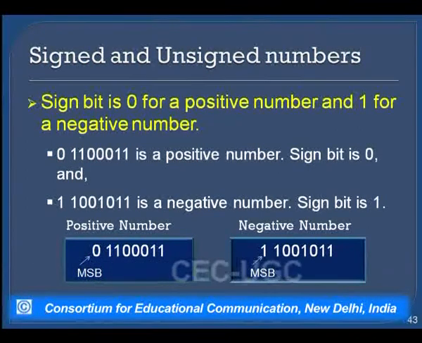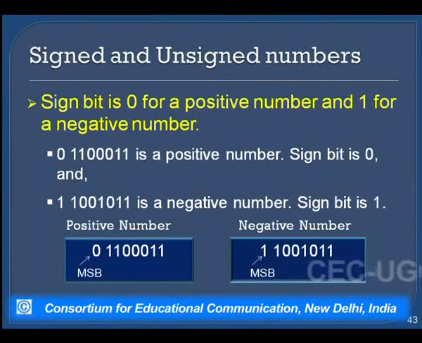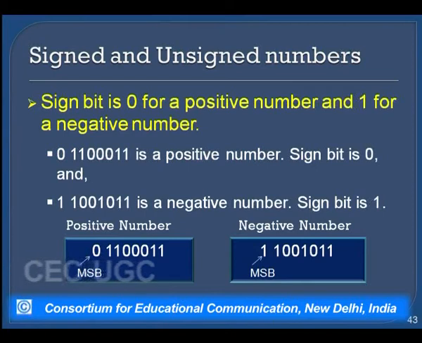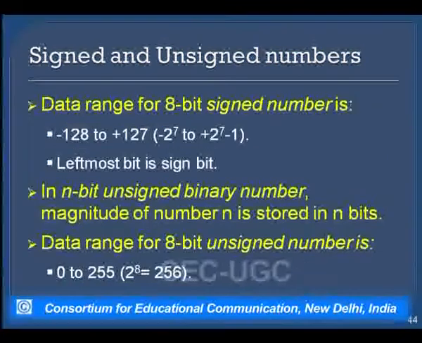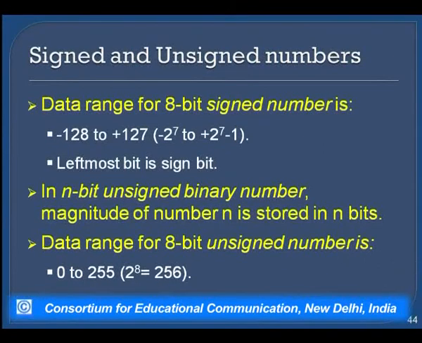When we say considered, it means that the computer understands an MSB of 0 as a positive number and an MSB of 1 as a negative number. Now, in an 8-bit number, 1 bit has gone to the sign bit, so 7 bits are left, and the range of numbers that can be represented will be minus 2 to the power 7 to 2 to the power 7 minus 1. The leftmost bit is the sign, which indicates that the number is plus or minus.